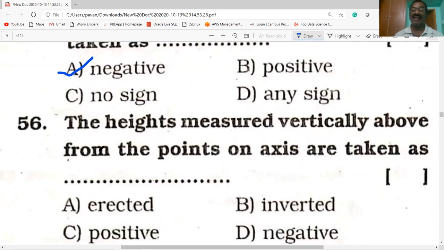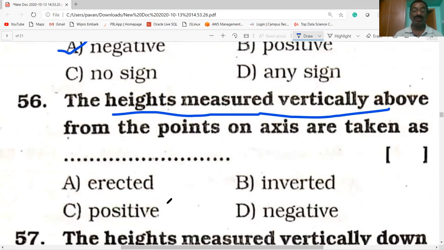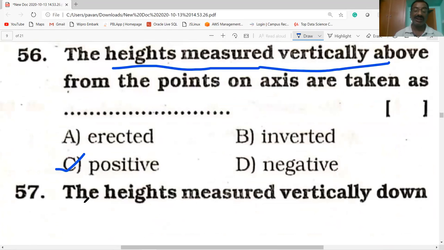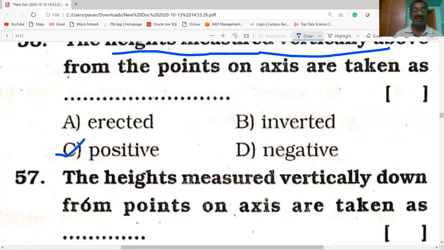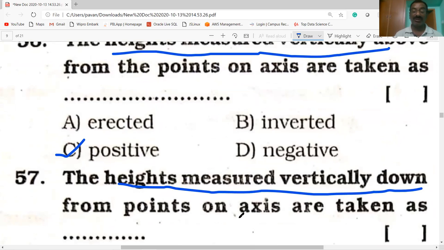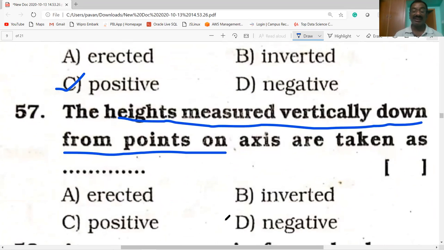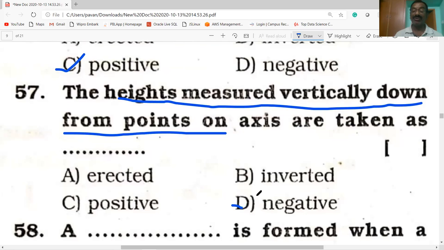Then the heights measured vertically above the principal axis. Tell me. Yeah, it is positive. Above the axis is positive, the height of the image or height of the object when measured vertically upwards. Next one, when heights are measured vertically downwards from the points on the principal axis, the height of the image or object is taken as negative.